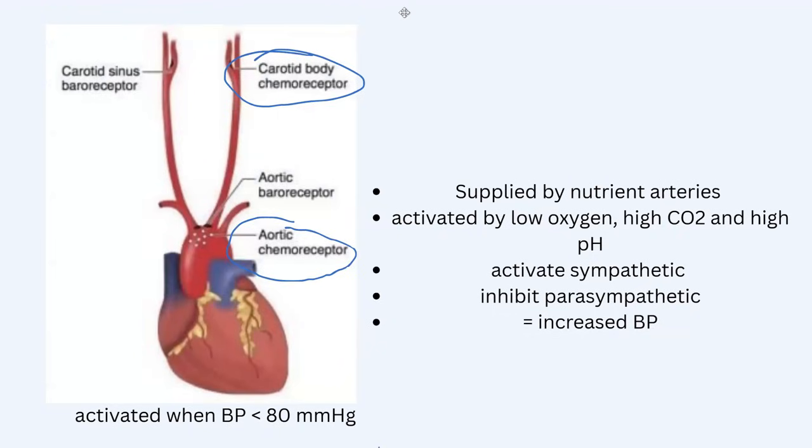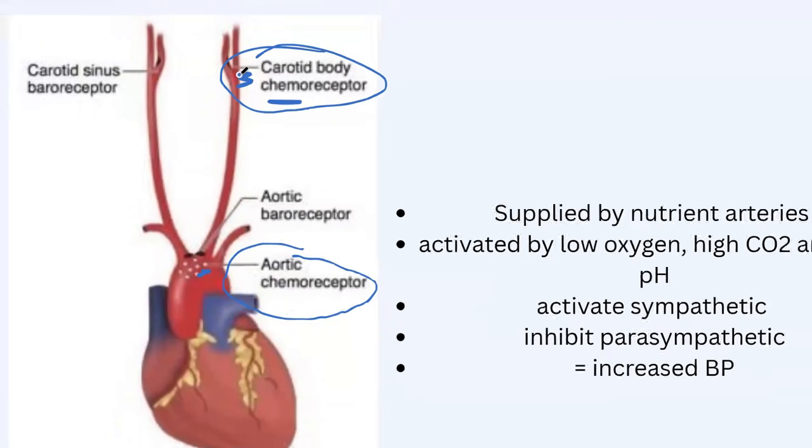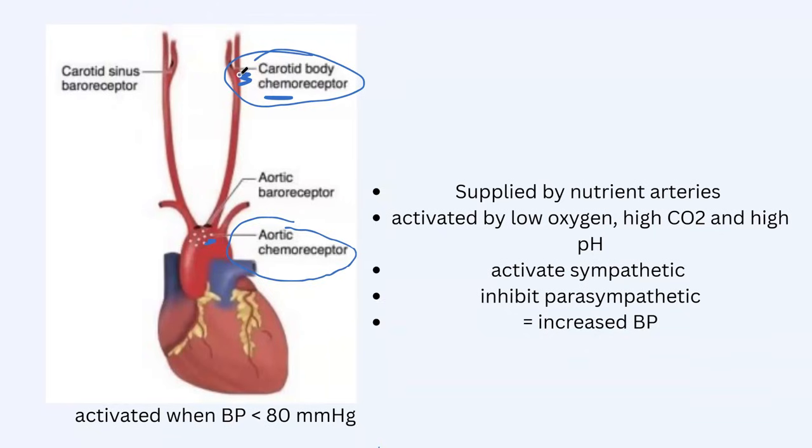Now, apart from baroreceptors, which are for pressure, you also have chemoreceptors. Chemo meaning chemical. These chemoreceptors are almost in the same place as the baroreceptors, so the aortic arch and over here at the bifurcation. And they are supplied by the nutrient arteries. Okay, and they're activated by low oxygen, high CO2, and high pH.